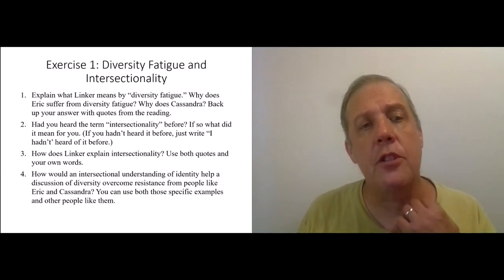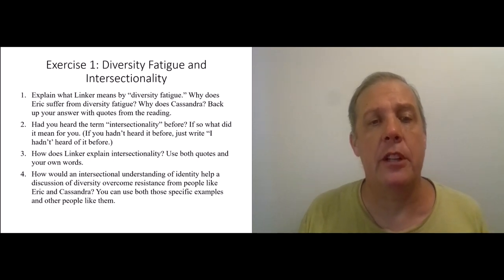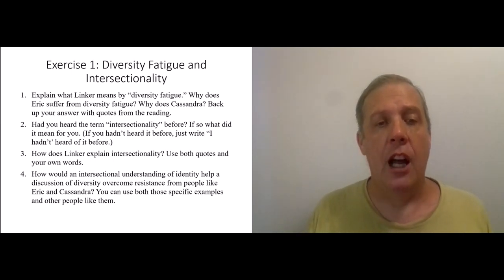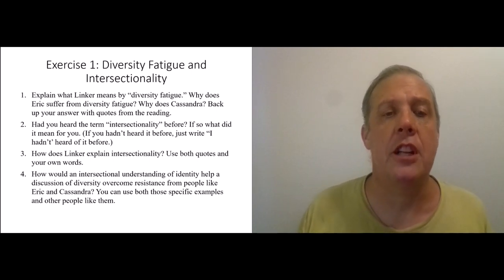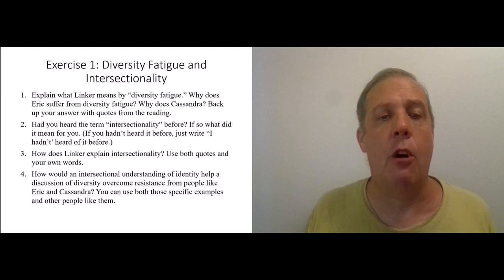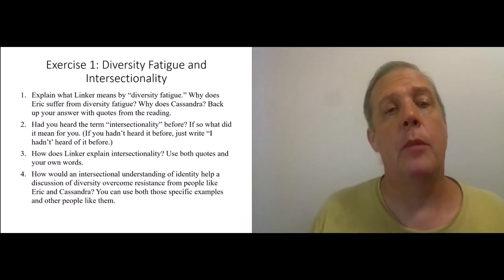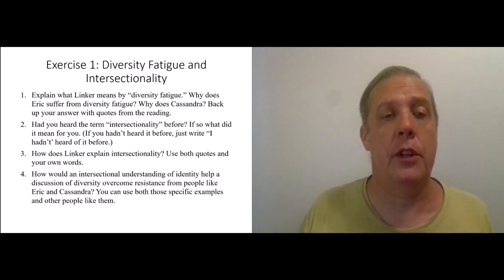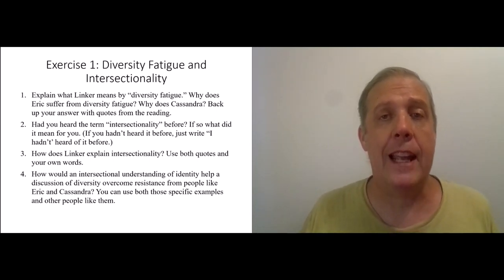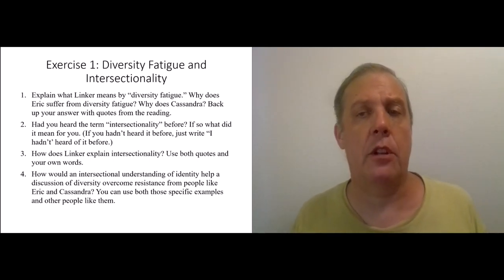So the other questions. Have you heard the term intersectionality before? How does Linker explain intersectionality? And how would an intersectional understanding of identity help a discussion of diversity overcome resistance from people like Eric and Cassandra? So I'm now going to answer the next 2 questions, and I'm not really going to answer the third or the fourth question in the total group.